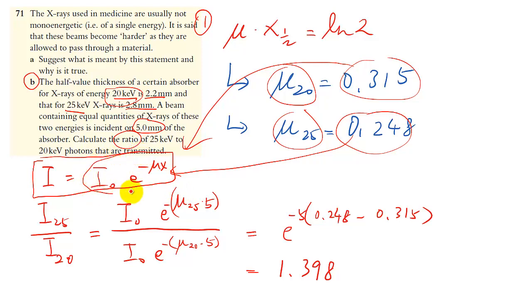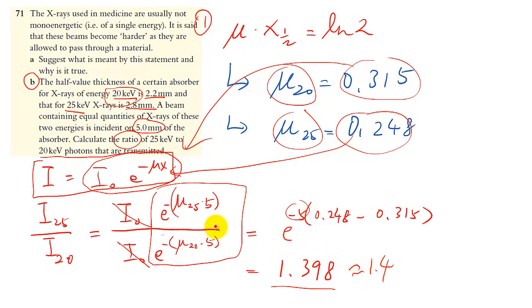All right, on the right hand side of the equations, you simply substitute the mu which you find, and x, which is 5 mm, into it. And of course the two I0 will cancel out, and whatever is left is simply the exponent with a minus, since this is a fraction. So what I do is I take the -5 outside, and then the two mu values subtract from each other, and you simply find the final answer with your calculator. Okay, so the ratio is about 1.4 in that case.